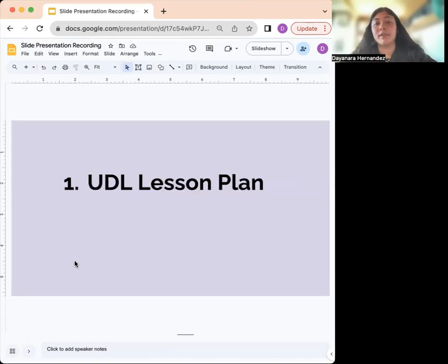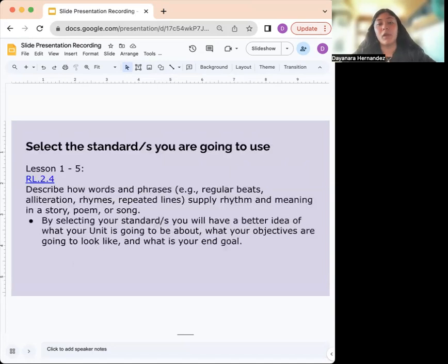Before starting your lesson, think about what grade you want to teach and then select your standards. I wanted to learn more about second grade and its literacy standards. And for this lesson, I decided to work with second grade literacy. By selecting your standards, you will have a better idea of what your unit's going to be about, what your objectives are going to look like, and what is your end goal.